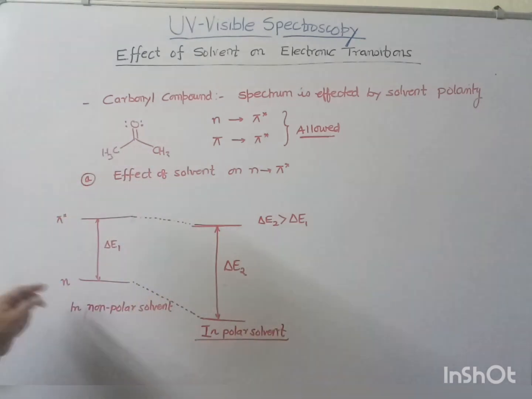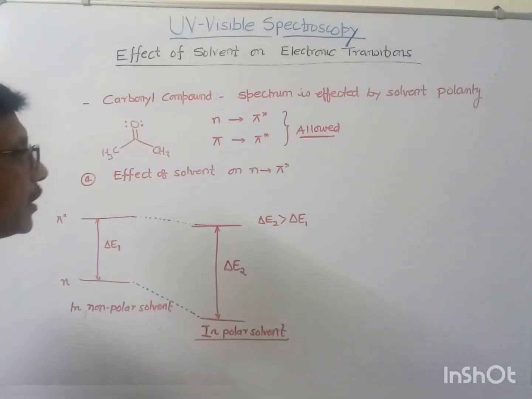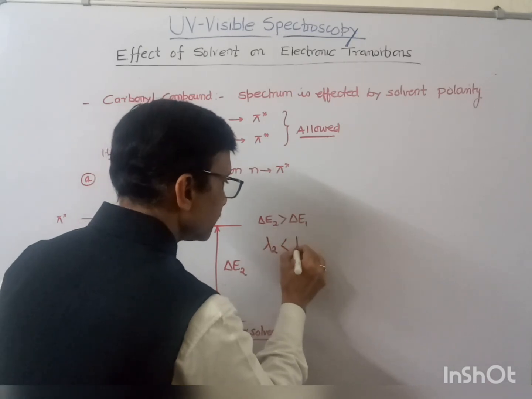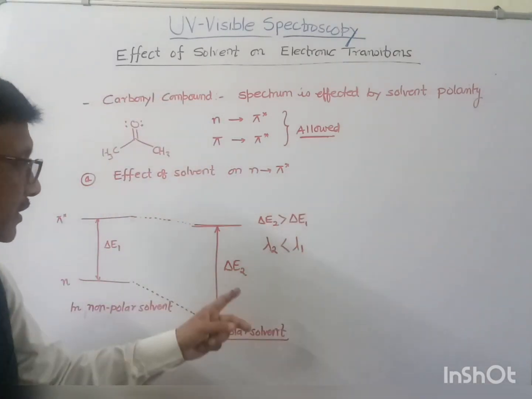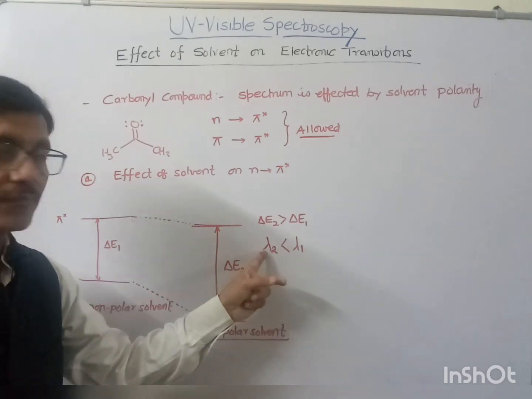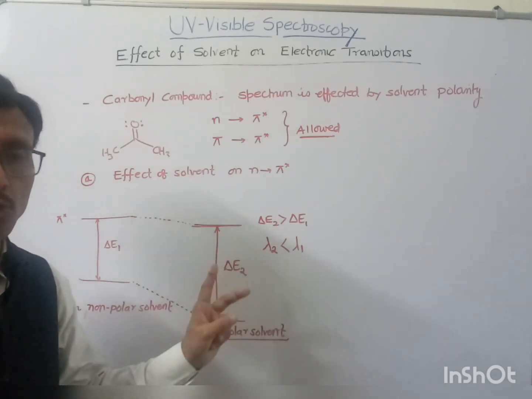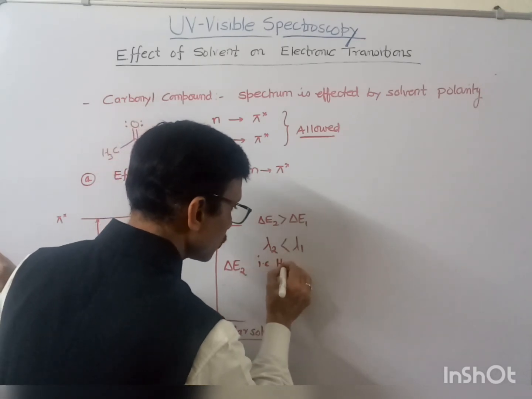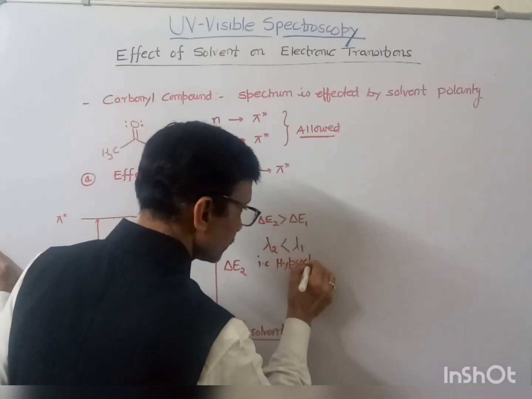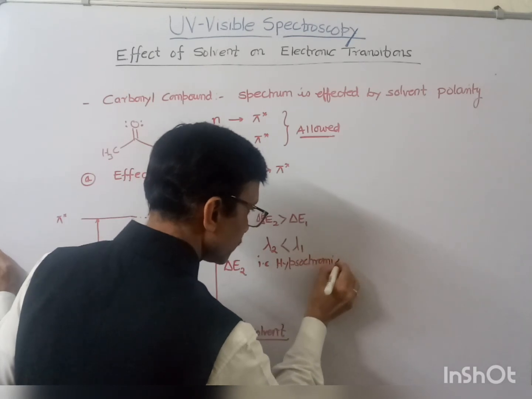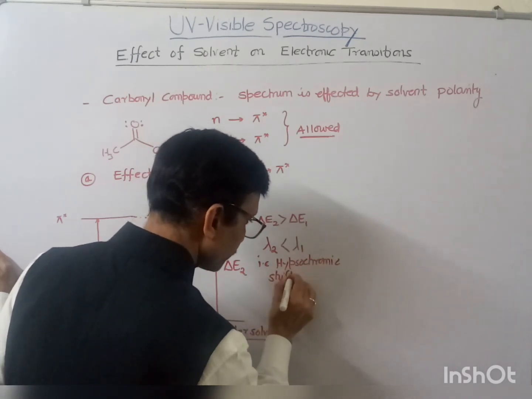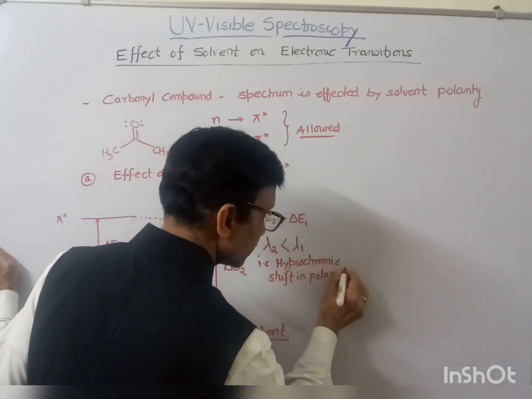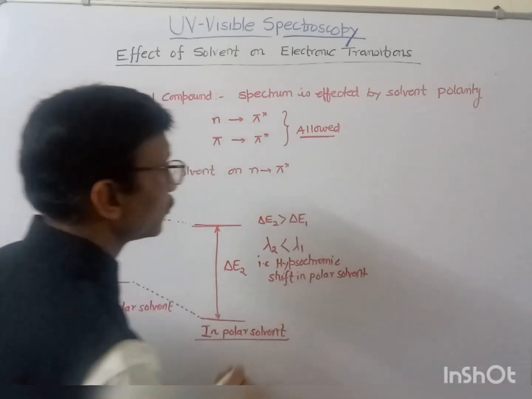In polar solvent, delta E2 is greater than delta E1, or we can say lambda 2 is less than lambda 1. This means in polar solvent, the wavelength decreases, or there is a hypsochromic shift. So there is a hypsochromic shift in polar solvent. What is the reason for this hypsochromic shift in polar solvent?